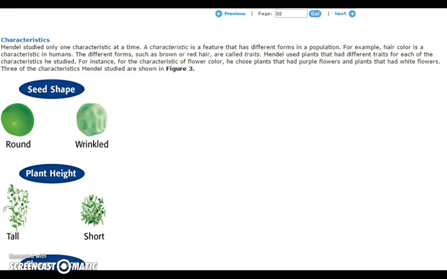So hair color could be brown, black, red, blonde. Those are all characteristics because the color of hair could manifest in any of those ways. However, having hair is not a characteristic because all humans have hair. We are mammals. So it isn't any feature that an organism has, but rather it is any feature an organism has that can be different within a population. This is important.